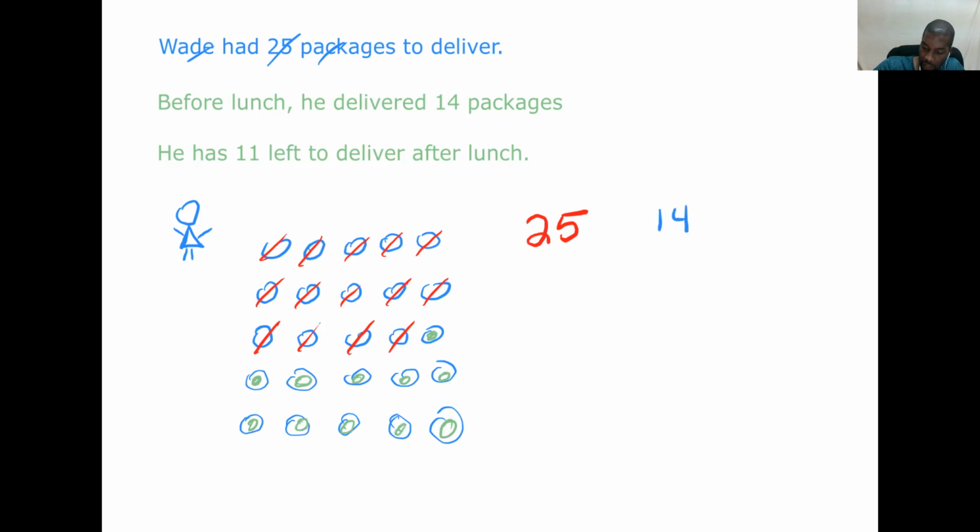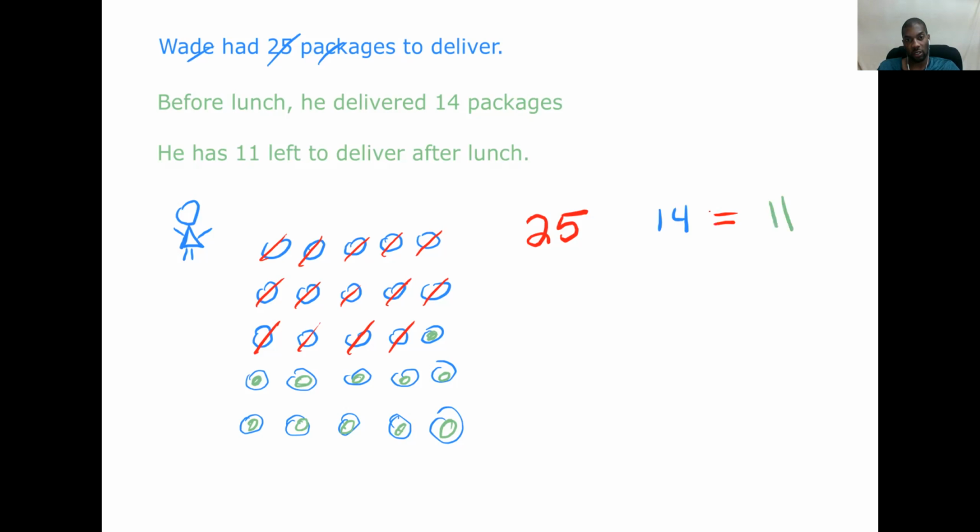And that left us, or is, right? That's a good word, is 11 packages. So how do I go from 25 to 11? Well, don't I just take away or remove 14? And if I'm taking away, delivering, or removing 14 packages, what does that sound like? Does that sound like addition? No, because addition sounds like getting more.